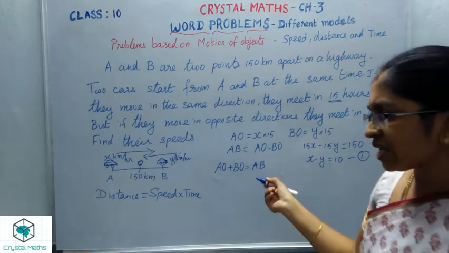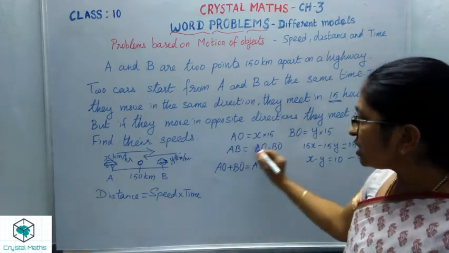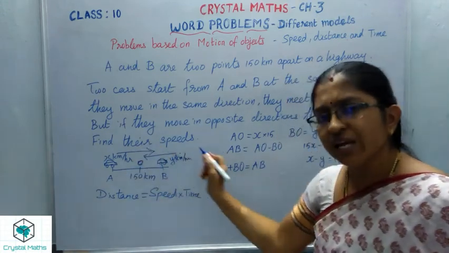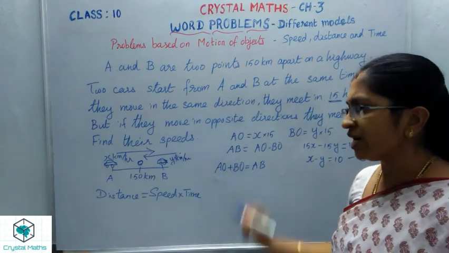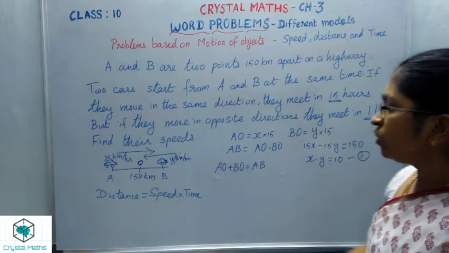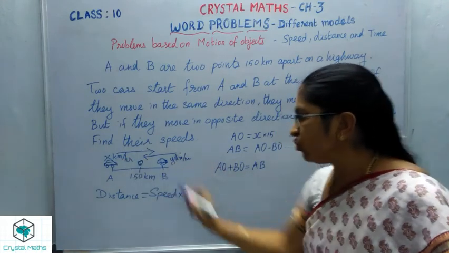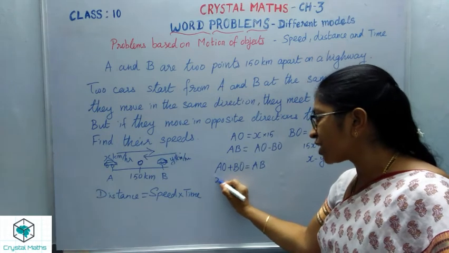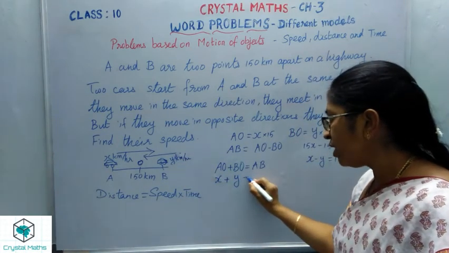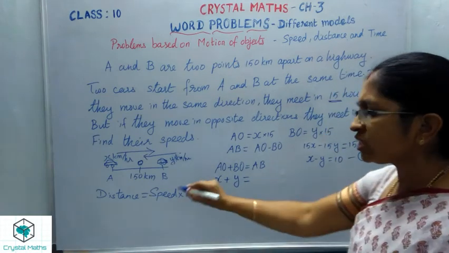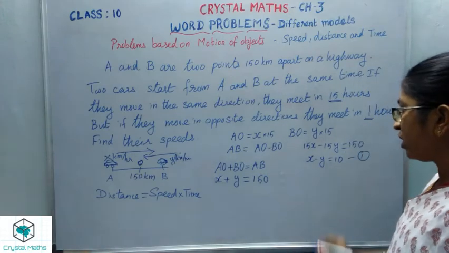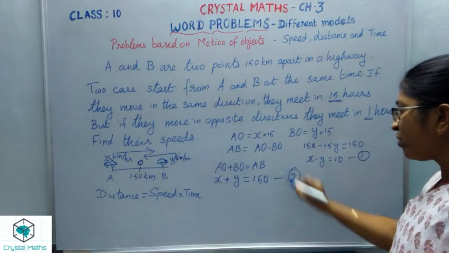We can apply the same technique, speed into time. The speed will not change, only the direction of travel is opposite. The time is given as 1 hour for meeting. So x into 1, which is x only, plus y into 1, which is y, equals AB. The distance is not changed, so here also we take 150. Let us call this equation 2.